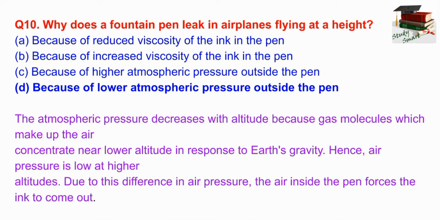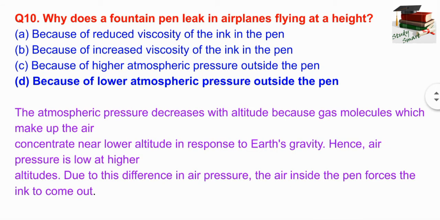Now see the reason. The atmospheric pressure decreases with altitude because the gas molecules which make up the air concentrate near the lower altitude in response to the Earth's gravity. Hence air pressure is lower at the higher altitude. Due to this difference in air pressure, the air inside the pen forces the ink to come out.